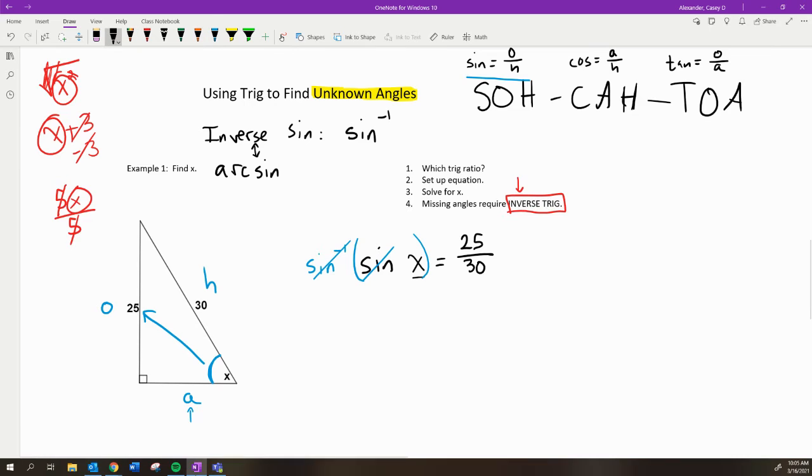And so what we'll have here is x by itself. But whatever we do to one side, we have to do to the other. So let's take the inverse sine of both sides. So it turns out that if the sine of x is 25 over 30, then x is going to be equal to the inverse sine of that same fraction, 25 over 30. Okay, and then all we need to do is consult the calculator for the last part.